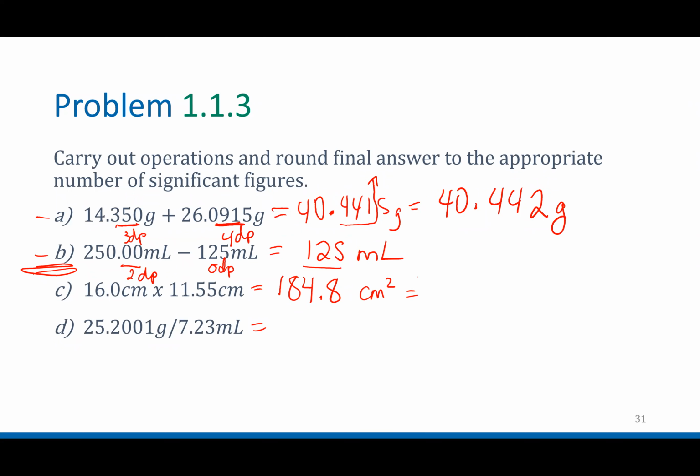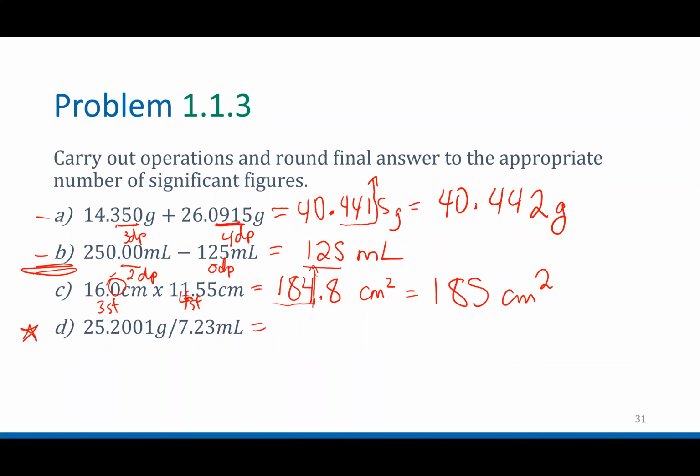The thing about this, though, is I can only have 3 significant figures. This 0 is a significant figure. It's a trailing 0 after a decimal. So we would take this number and we would round it up because of the 8, and you would get 184.8 turning into 185 centimeters squared. Perfect.